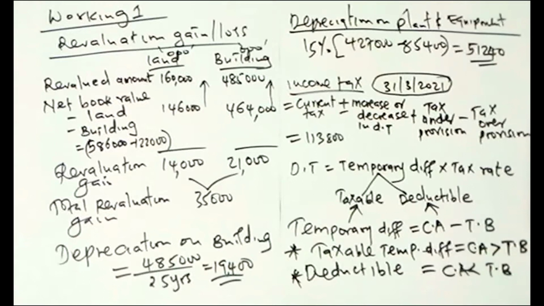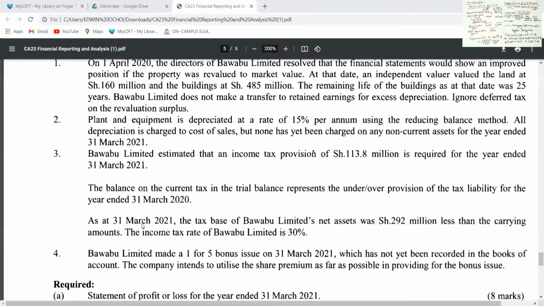If you go back to your question and read, there's something provided there concerning carrying amount and tax base. That information will assist you to get the temporary difference, and then the deferred tax. You were told in the last sentence in note 3 that as at 31st March 2021, the tax base of Bawab Limited's net assets was 292 less than the carrying amount. Which means that the carrying amount is higher than the tax base, so that is a taxable temporary difference.